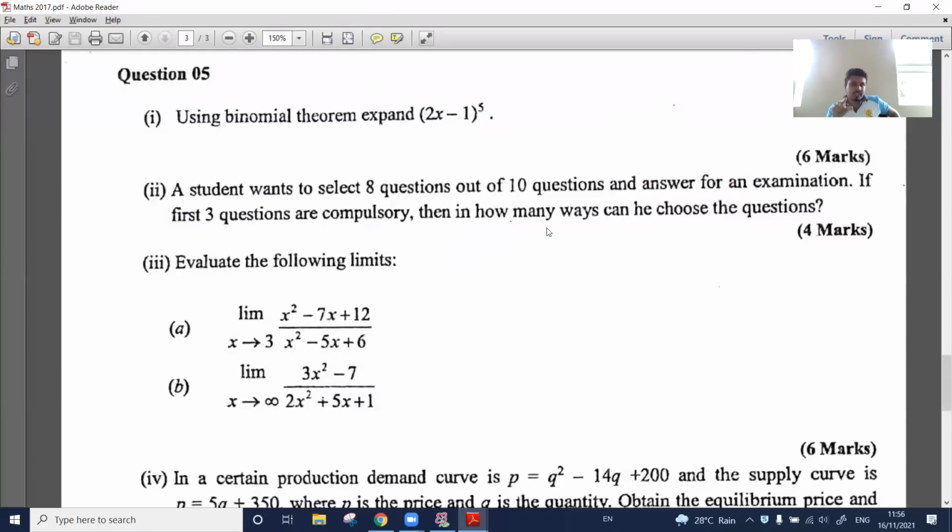If the first 3 questions are compulsory, then there are 7 more questions. Out of that 7 questions, how many questions can he select?